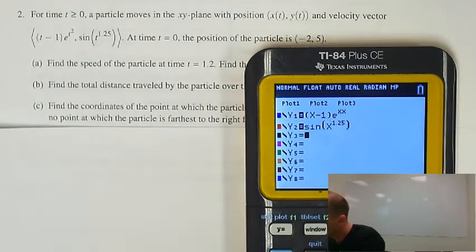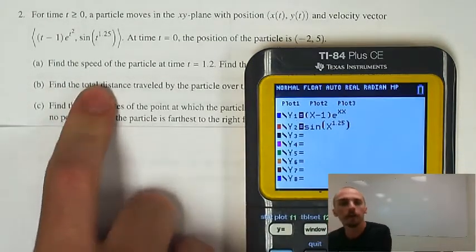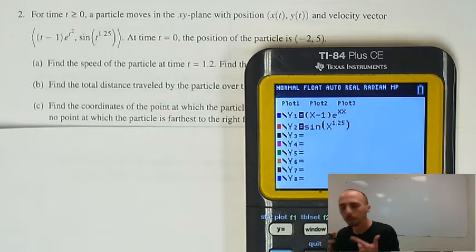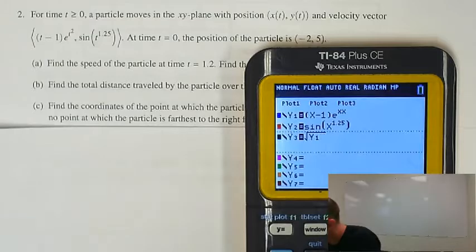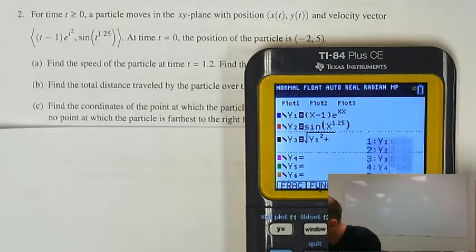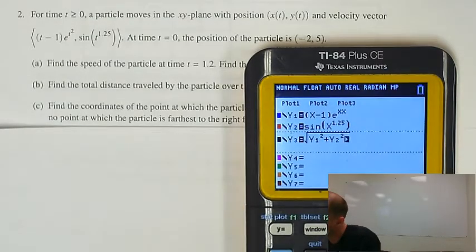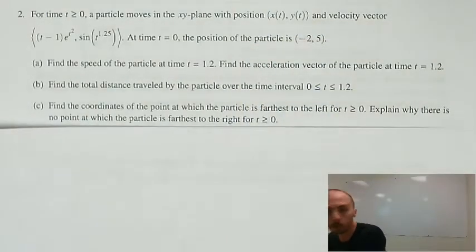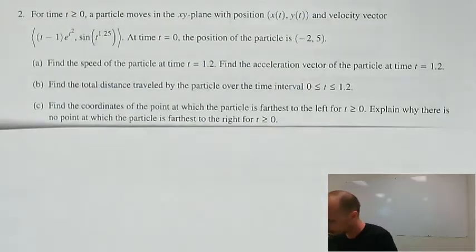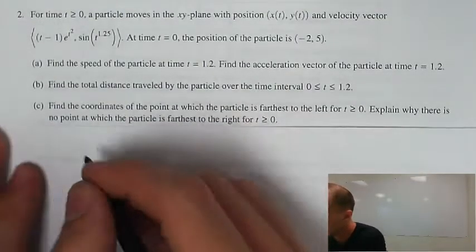All right, so I see speed and total distance, and I know both of those have to do with that square root. So I think what I'm going to do is, right here, do the square root of y1 squared plus y2 squared. Okay, so I just know that y3 is like the speed function. So when I go to find the speed, I can just plug 1.2 into y3. And when I go to find total distance, I'm just going to integrate y3 from 0 to 1.2. We can do that. All right, so first things first, speed of the particle at time t equals 1.2.